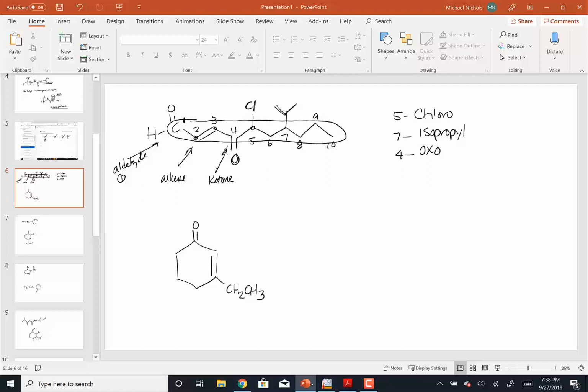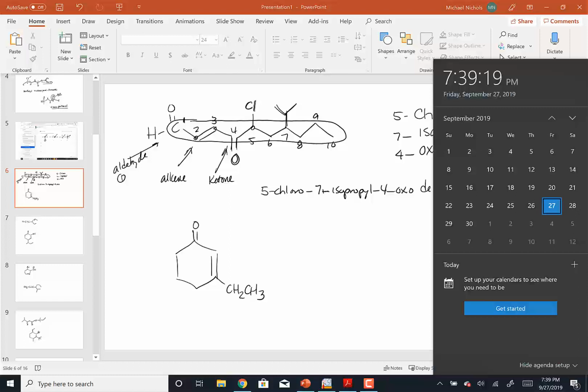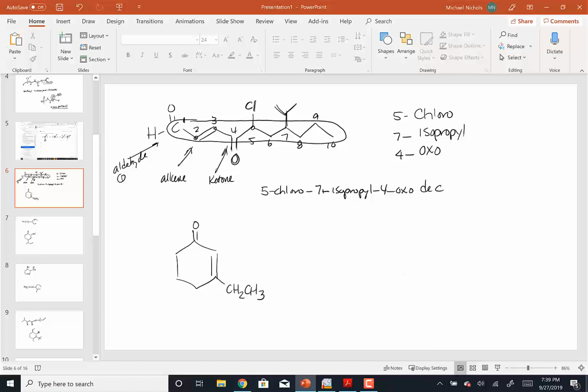So now let's start writing out the name by writing the alphabetized list: 5-chloro, 7-isopropyl, 4-oxo. Okay, so that's our alphabetized list of substituents. Next, we're going to put together the parent name by using the total number of carbons. So that makes the next part dec.